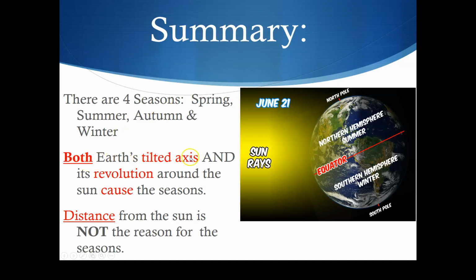Both the Earth's tilted axis and its revolution cause the seasons. Because the Earth is tilted and it revolves around the sun, that is why we have the seasons. Students, it's not because the sun is closer to the Earth or the Earth is further away. That actually doesn't cause the seasons. Now, there are certain points in the Earth's revolution that the Earth is technically closer, but it's not related at all to the seasons. I can't stress enough that distance from the sun is not the reason for the seasons.